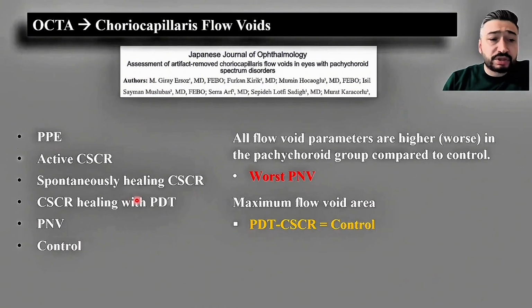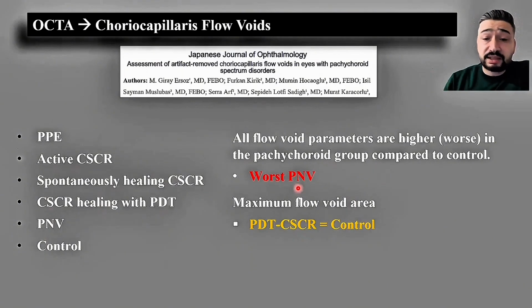We studied pachychoroid pigment epitheliopathy, active central serous chorioretinopathy, spontaneously healing central serous chorioretinopathy, PDT-healed central serous chorioretinopathy, pachychoroid neovasculopathy, and controls. Here, the pachychoroid group is worse than the control group in all parameters. In other words, all parameters were found to be higher, which is worse. Pachychoroid neovasculopathy was the worst.